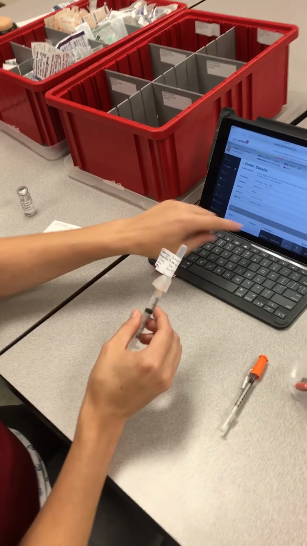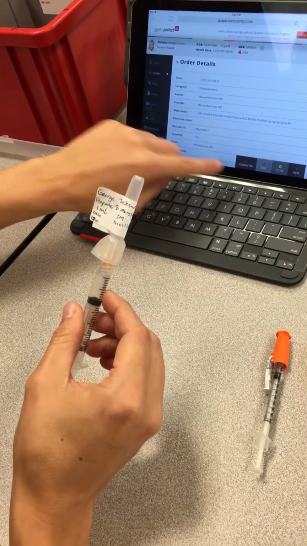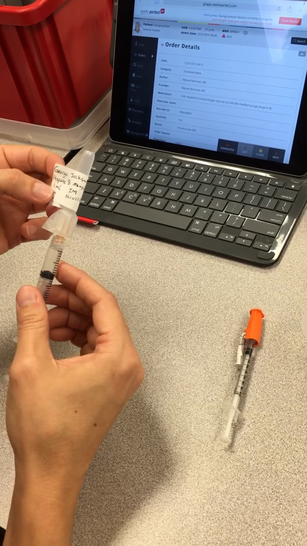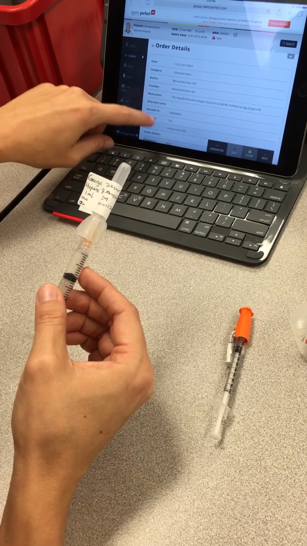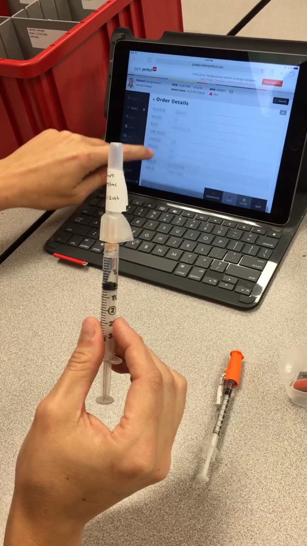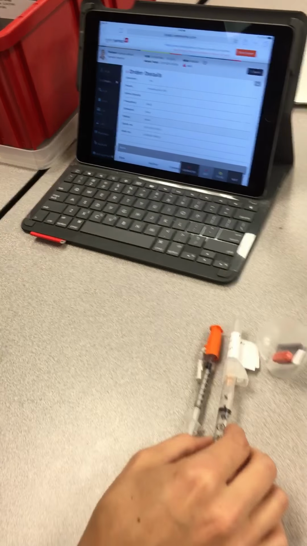Then I have my hepatitis B vaccination. The patient is George Jackson. The medication is hepatitis B, 0.02 milligrams per milliliter. The quantity is 1 milliliter, which I have here. The route is intramuscular. The frequency is once, and the time to administer is now.